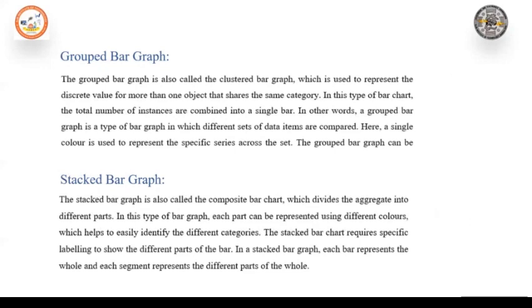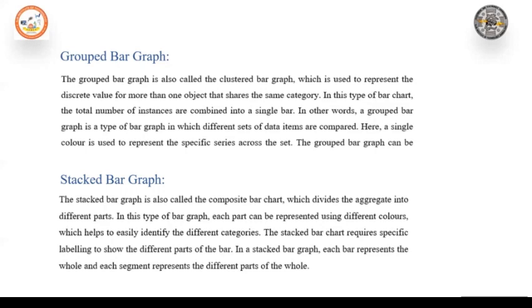Like that, we also have the grouped bar graph. The grouped bar graph is also called the clustered bar graph, which is used to represent the discrete value for more than one object that shares the same category. In this type of bar chart, the total number of instances are combined into a single bar. In other words, a grouped bar graph is a type of bar graph in which different sets of data items are compared. Here, a single color is used to represent the specific series across a set.